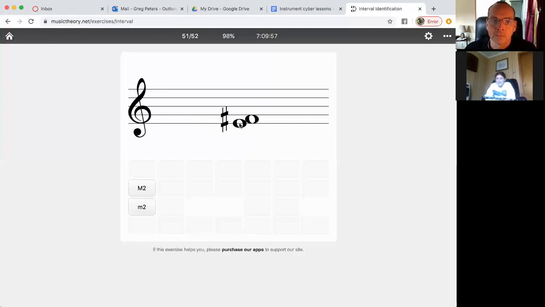Minor? Well, no. You already told me that an E to an F was a minor second. It's a half step. Now we're going to raise the F by a half step. We're adding another half step into the interval, which turns the minor second into a major second. Do you see how that works?